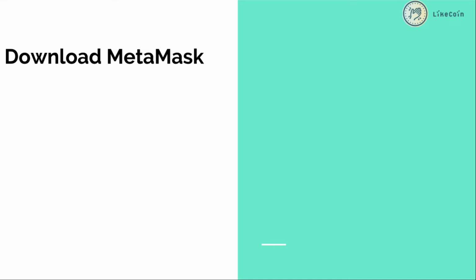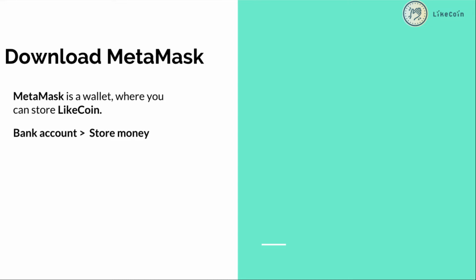In order to create your own LikeCoin ID, first you need to download the MetaMask wallet. Now, what is MetaMask? MetaMask is a wallet tool where you can store cryptocurrencies. If I were to simplify this even further, I would say MetaMask is a wallet tool where you can store LikeCoin. You need some sort of wallet tool to store LikeCoin. For instance, if I were to ask you why you have a bank account, it is to store money. Just like that, you need a MetaMask wallet to store LikeCoin.